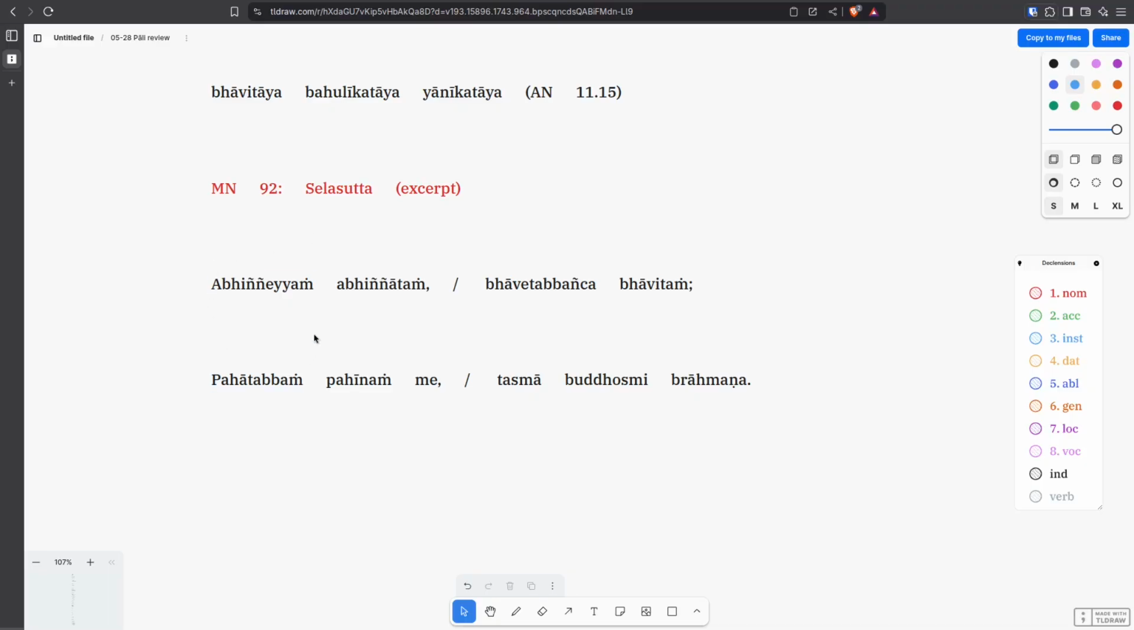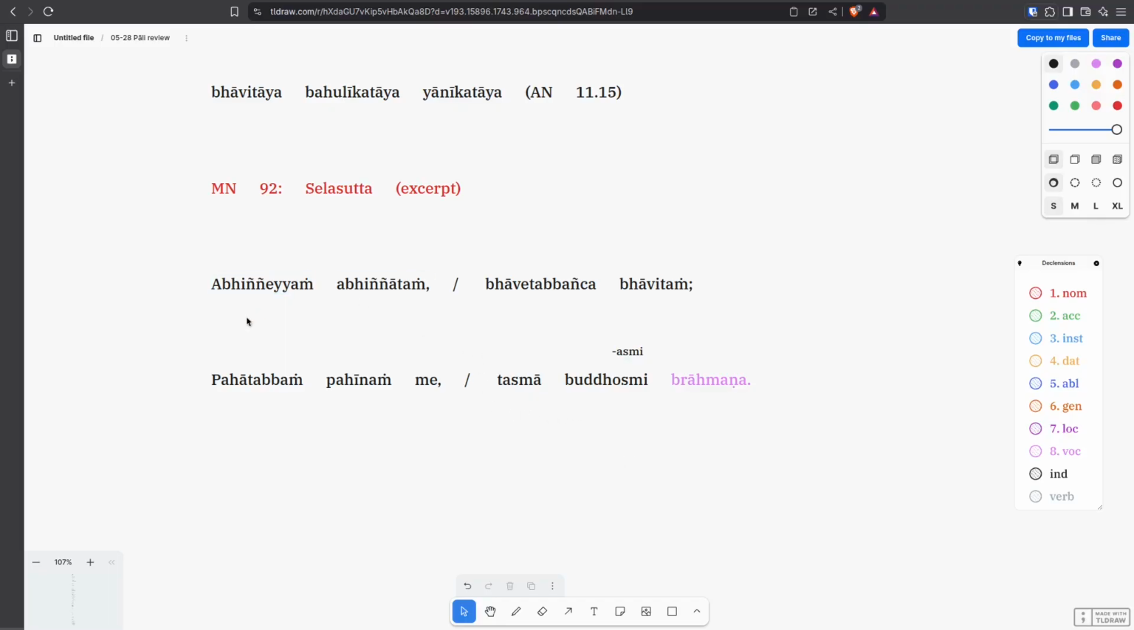So, abhiññeyyaṃ abhiññātaṃ, bhāvetabbañca bhāvitaṃ, pahātabbaṃ pahīnaṃ me, tasmā buddhosmi brāhmaṇa. So here brāhmaṇa at the end is the vocative, because he's addressing the Brahmin Sela. Buddhosmi is Buddho asmi. You have to recognize the sandhi there.